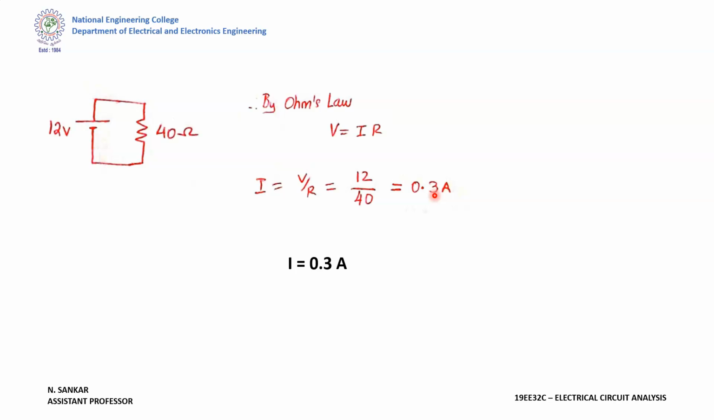Or simply you can go for I square R, that is 0.3 square into 40, that will be equal to 0.09 into 40, that is 3.6. Okay.